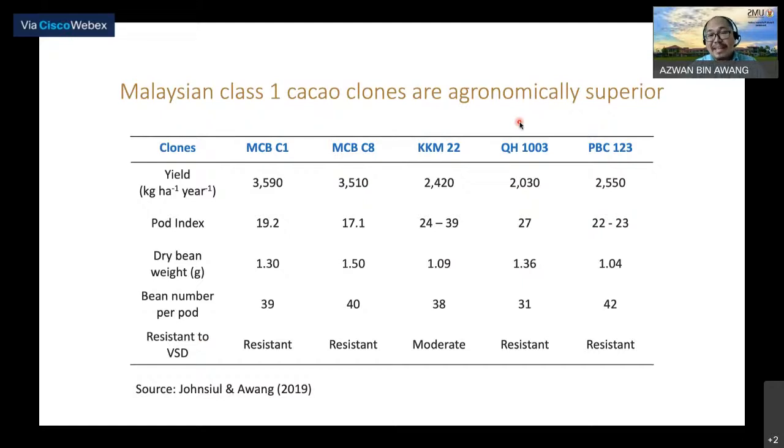They are agronomically superior, meaning that they have high yield, they have a low pod index, meaning that you only require a small number of pods to produce 1 kilo of dried beans, right? And single dried bean weight is high. Bean number per pod is also high, and they are very resistant, for example, to PST. So these are 5 Malaysian Class 1 cocoa clones recommended to farmers throughout Malaysia because they are suitable to be planted anywhere in Malaysia. Of course, we have class 2 and class 3 and so on.